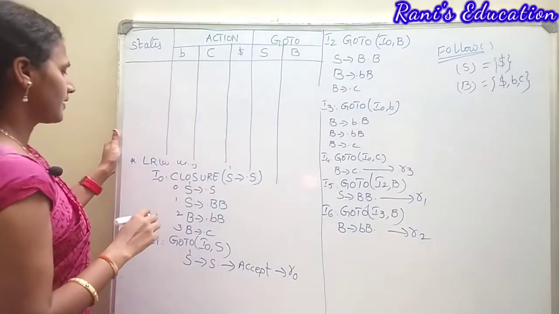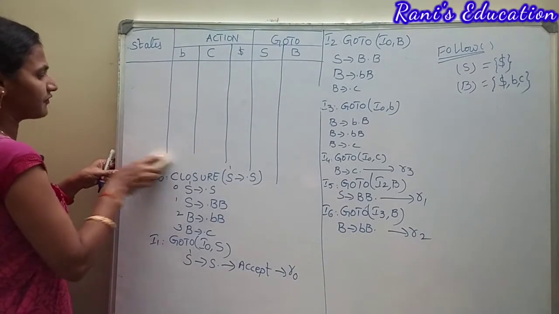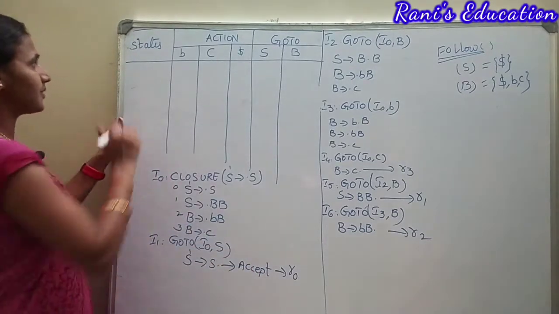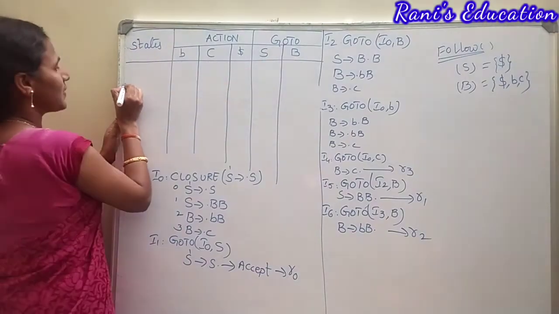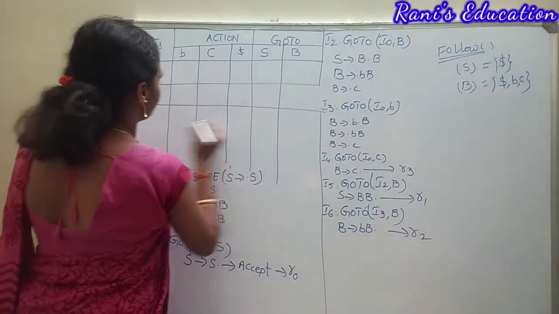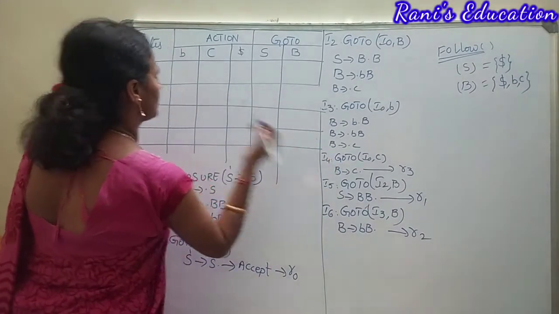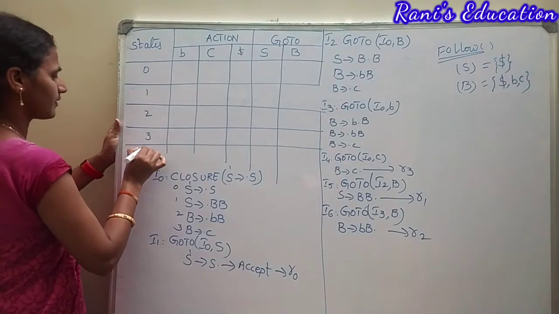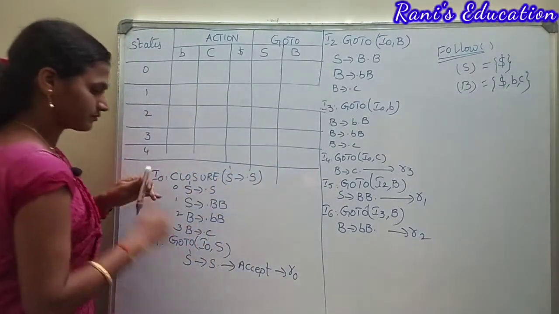Right? Now, after that, you are going to observe each and every item for the construction of the SLR parsing table. So here states are nothing but item numbers. How many items do we have? 0 to 6. That we are going to write here: 0, 1, 2, 3, 4. We need to write 6 items, right?